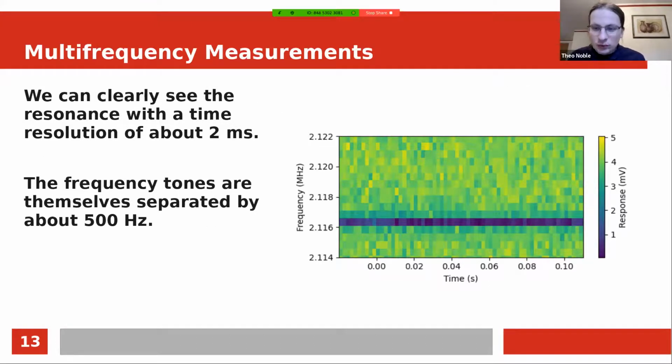So you can see the central resonance of the nanobeam there in dark blue, and you can see the background response away from the nanobeam's response in green and yellow at higher and lower frequencies. Now, the restriction with using multi-frequency techniques is that you are a little bit restricted in terms of the measurement time and the frequency separation. The closer together the frequencies are, the longer you have to measure to be able to distinguish between them. We found a compromise of measuring for about 2 milliseconds, with the frequency tones separated by about 500 hertz. And this was enough to see what was going on.